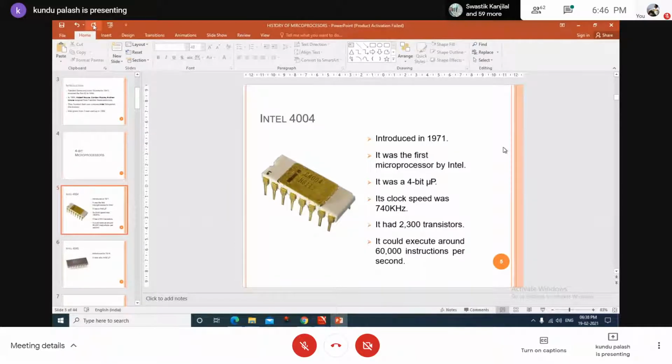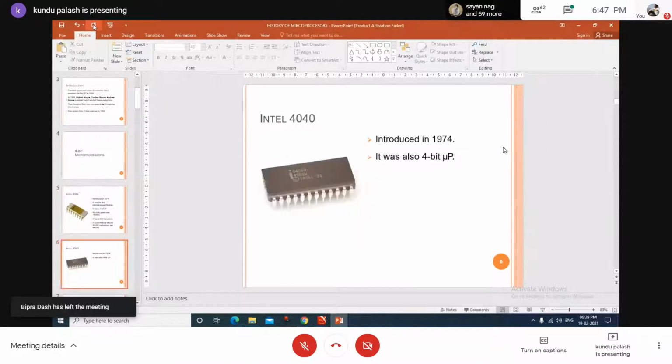First of all, the major specification is the data width in the form of bits, like 4-bit, 8-bit, and what is the clock rate and the clock speed. For example, 740 kilohertz is the clock rate. These are the two fundamental input specifications for a microprocessor for analyzing its performance, how fast it can perform the operations.